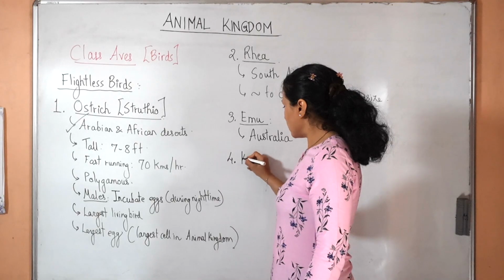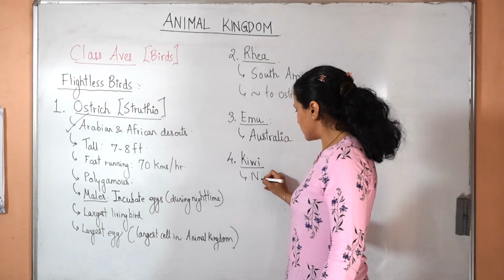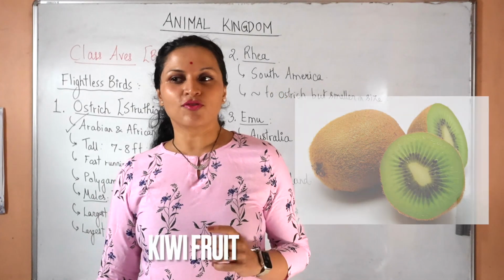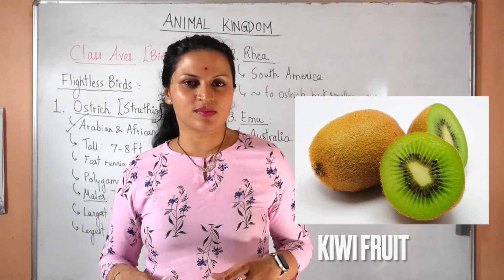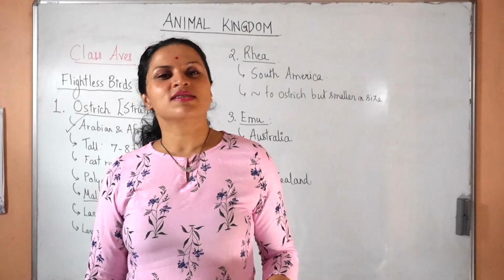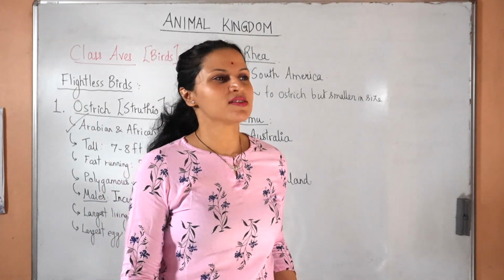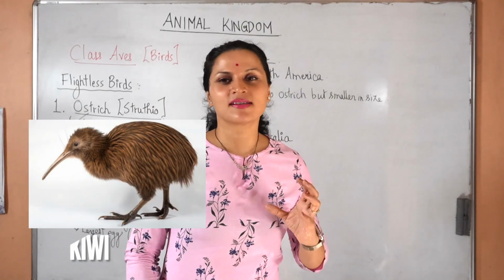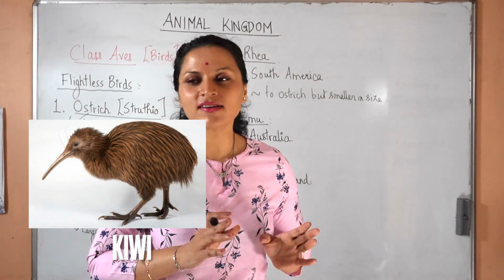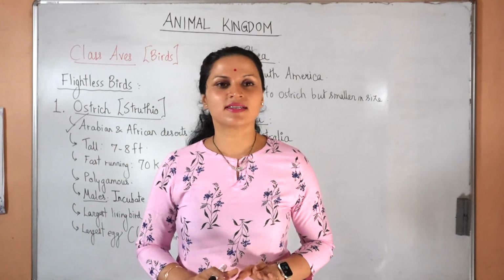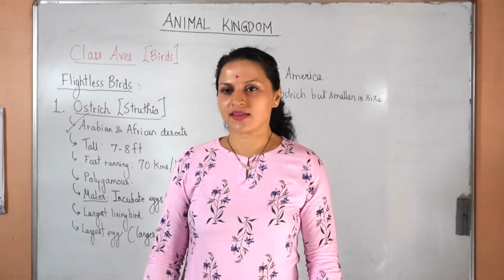Fourth one is kiwi. Kiwi belongs to New Zealand. Have you eaten a kiwi? The kiwi fruit I'm talking about. It's brown colored and it has brown hairs on its body, isn't it? You know why the kiwi fruit has been named kiwi? Because of this particular animal that also has an appearance like a kiwi fruit. Its body is brown in color and its feathers are hair-like, which provides it camouflage on the grassy ground.